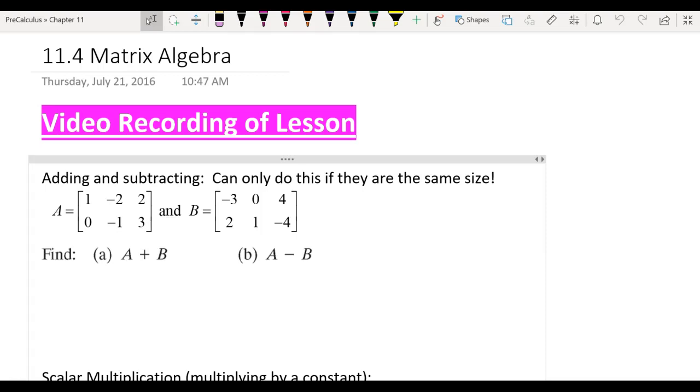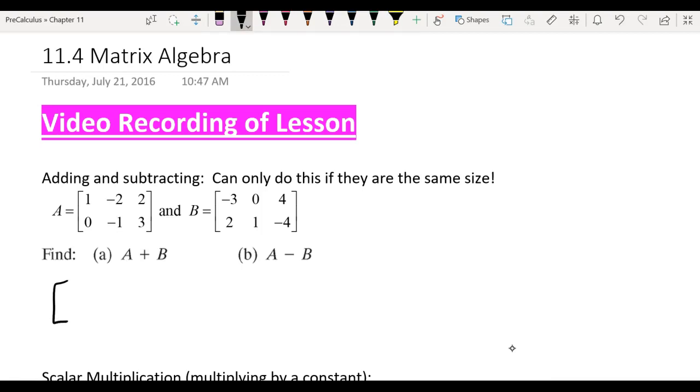When you're adding them, you go to each location and add those numbers together, correct? So let's just do the top row. We won't bother doing the bottom row. If you're adding them, for this, you would do 1 plus -3, which is -2. You would do -2 plus 0, which is -2. You would do 2 plus 4, which is 6. And then you would add the bottom ones just similarly. Okay? How does that part feel?